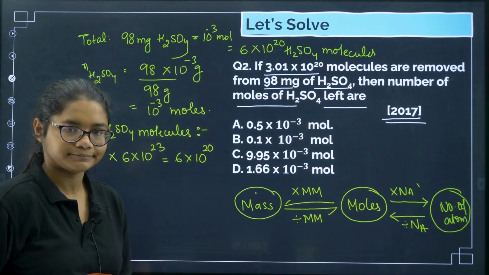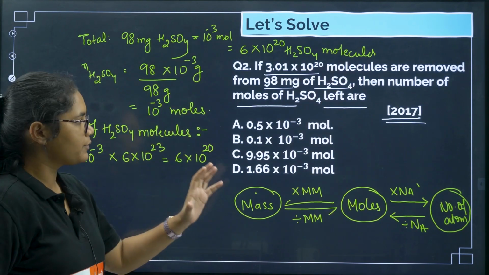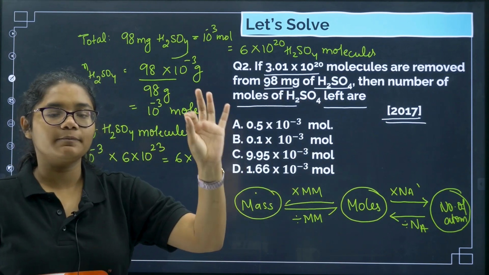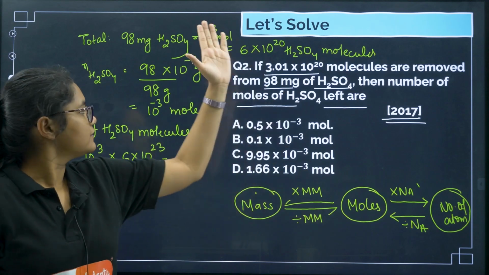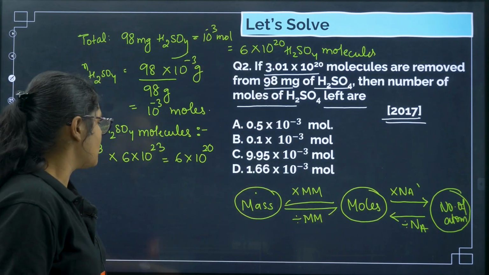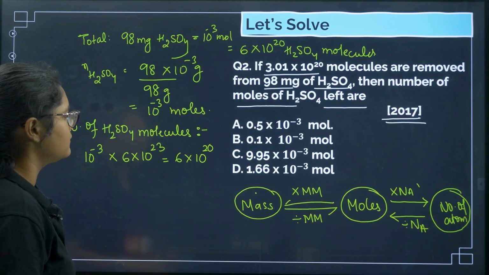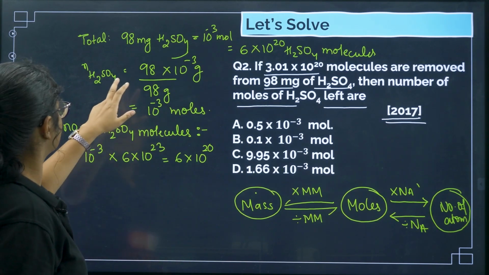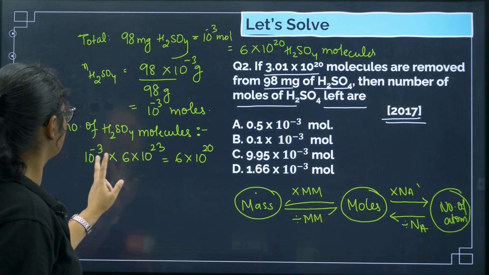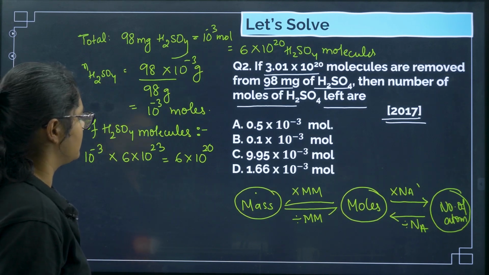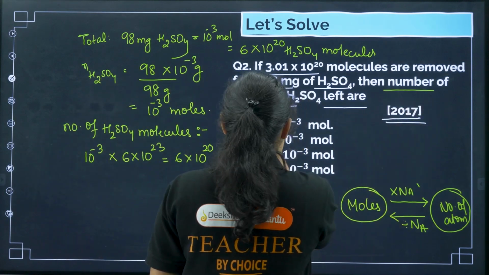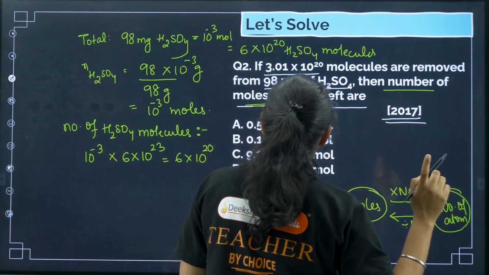Now what we need to do? I can say that in total I have 98 milligram, or 10 to the power of minus 3 moles, or 6 into 10 to the power of 20 H2SO4 molecules. Now we need to subtract the removed amount, right? We got 6 into 10 to the power of 20. The question is asking you to calculate the number of moles of H2SO4 left.